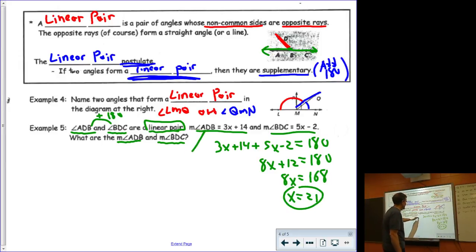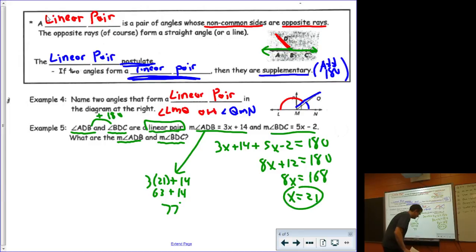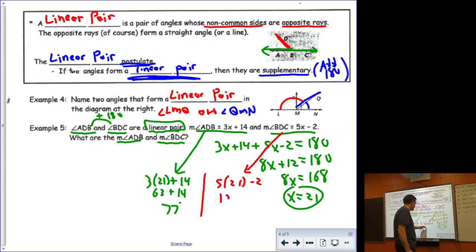Therefore, angle ADB is 3 times 21 plus 14, or 63 plus 14, 77 degrees. And angle BDC is 5 times 21 minus 2, or 105 minus 2, or 103. And I have my two angles.